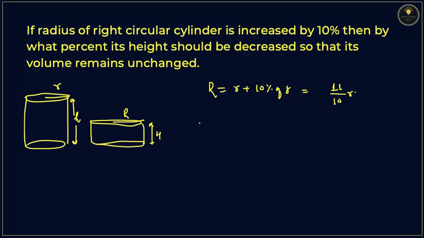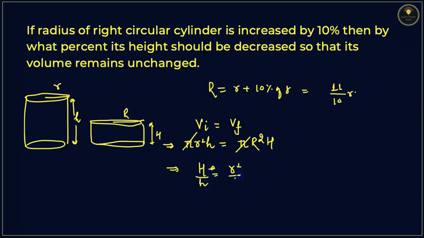and it is given that the volume remains unchanged. So we will say volume initial is equal to volume final. And what is the volume initial here? You will write pi small r square into h, and here you will write pi capital R square capital H. Pi and pi will get cancelled. You will get capital H upon small h is equal to small r square upon capital R square.